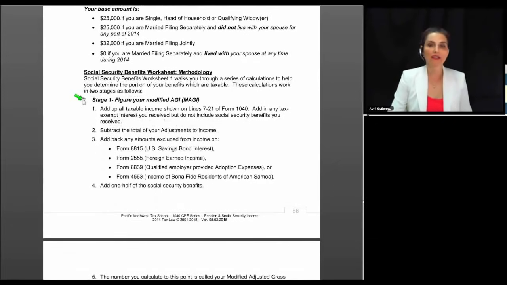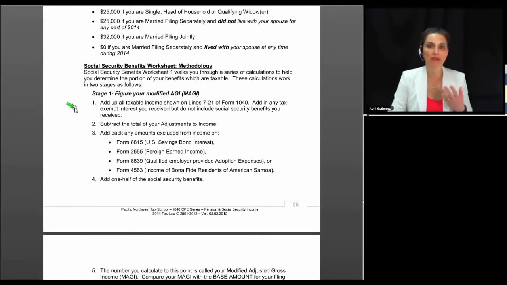So there's a methodology to the worksheet that I showed you on the earlier page, and I'm going to fill out that worksheet for you. But before we do, I wanted to talk to you about the methodology, because I already explained part of that methodology to you. Take half the Social Security benefits and add them to all of the other income for the year. And if the amount is less than your base amount for your filing status, you're done. None of the benefits are taxable.